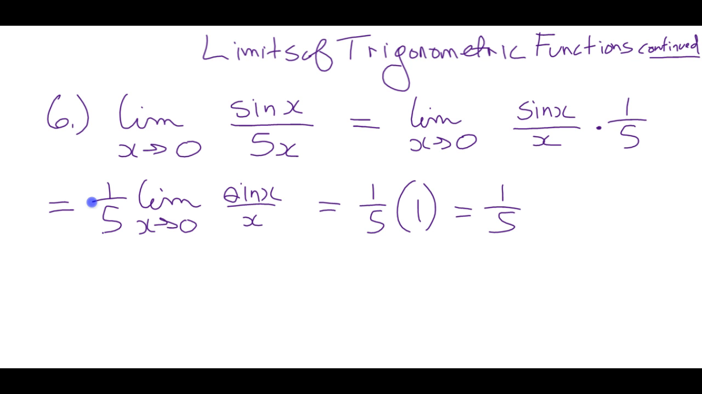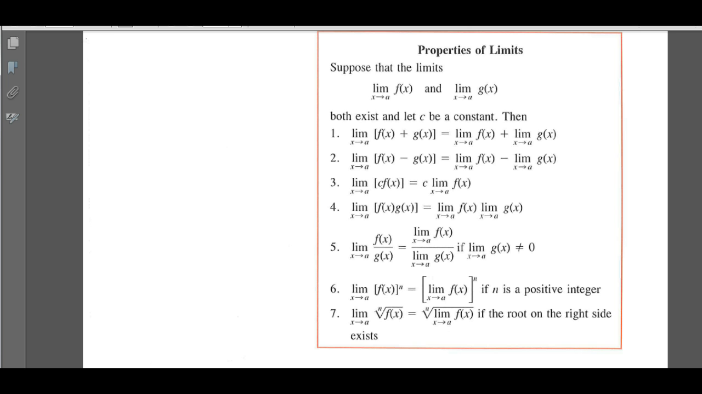Okay, so that's that for that. If at any point you have any questions like, how did you do that, or why did you split that up, then please ask. So the technique, and we're going to use this technique a lot, is to split something up and write it as a product. Because then we can take the limit. We know that the limit of a product is the product of the individual limits, right? So we're going to be using these properties.